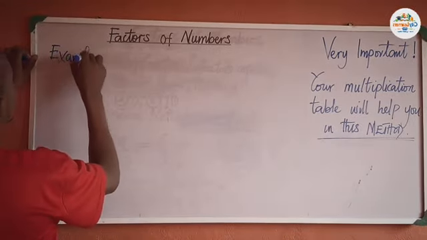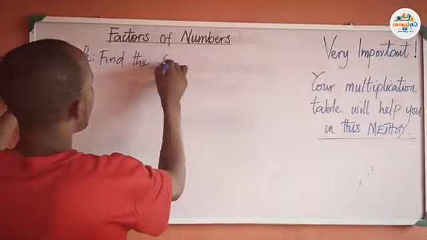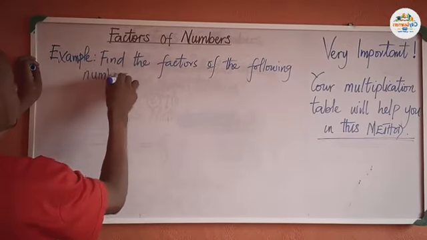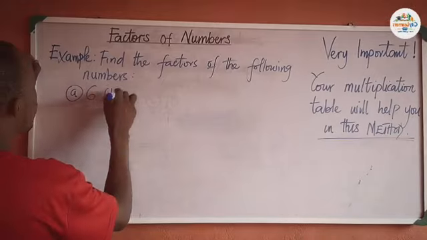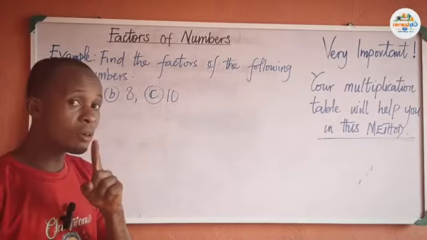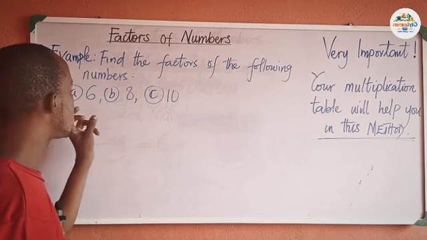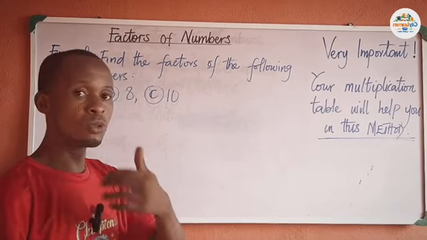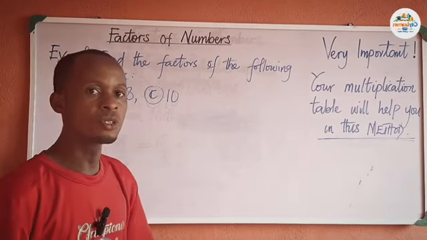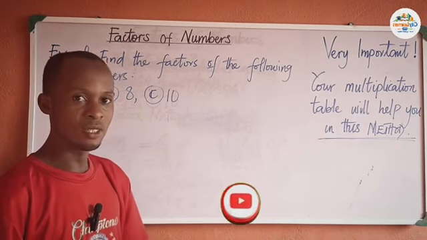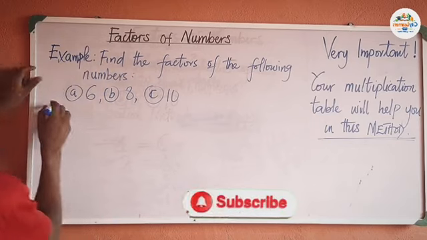Example, find the factors of the following numbers. Let us use the same set of numbers that we used in the previous video: 6, 8, and 10. I recall that I did just A and B and left C for you to practice on your own. And I would like to have your feedback in the comment section. Let's go ahead. Solution.